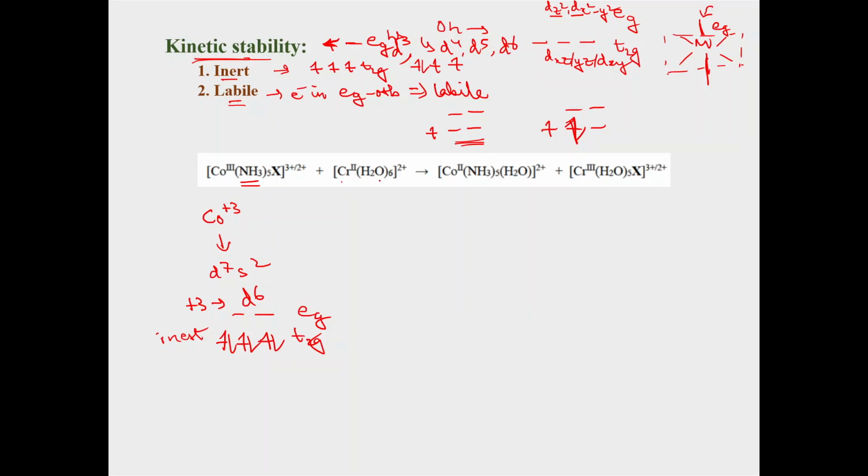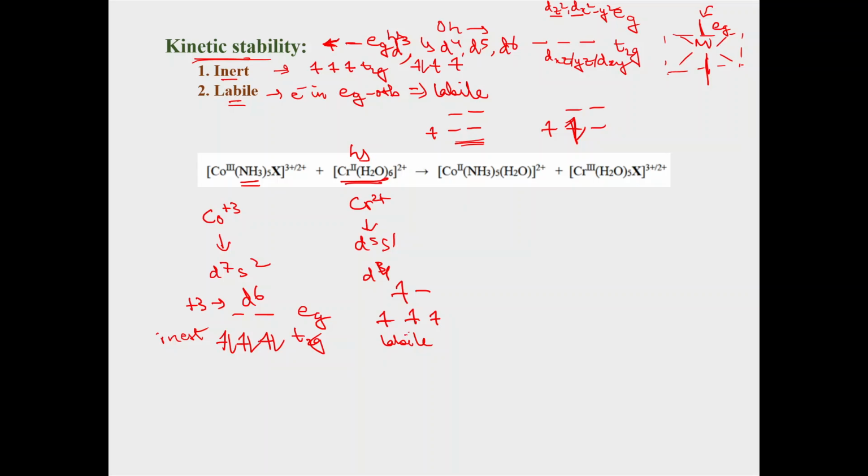And if we look at the chromium complex, which is chromium 2 plus, chromium is a d5s1 system. Chromium 2 plus means it is a d3 system. No, sorry, it is a d4 system, right? So 1, 2, 3, 4, 5. So d4 and water, we know that water is a weak field ligand. So this will be a high spin complex. High spin complex means no spin pairing will take place. So 1, 2, 3 and 4. So here an electron is present in the eg orbital. So it is a labile complex.